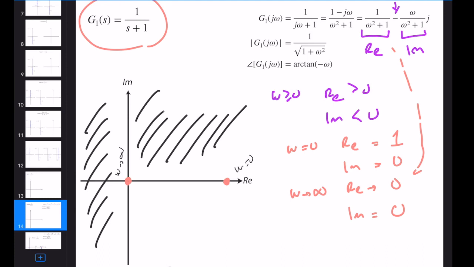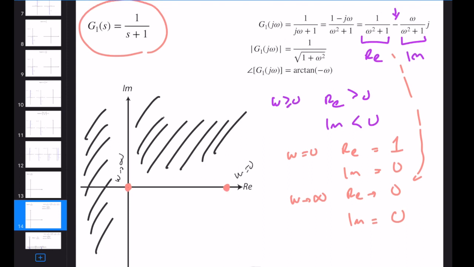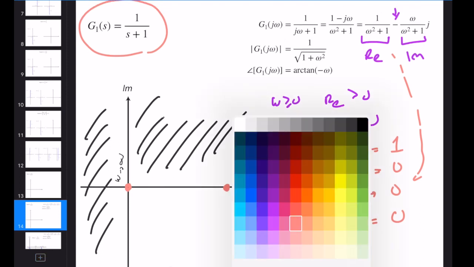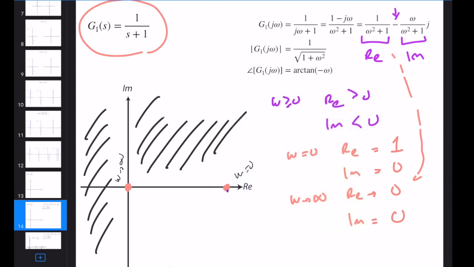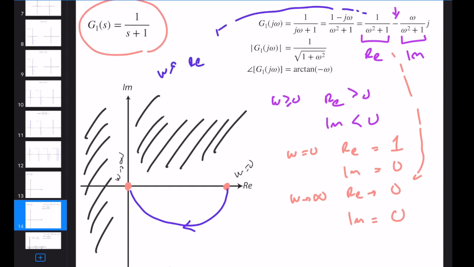Okay, so my guess is, let's clean this and change the color, my guess is it is something like this. It's kind of easy to see that, because if I increase omega and look at the real part, what's happening to the real part? The real part is monotonically decreasing, right? Which is fine because this is in this projection.